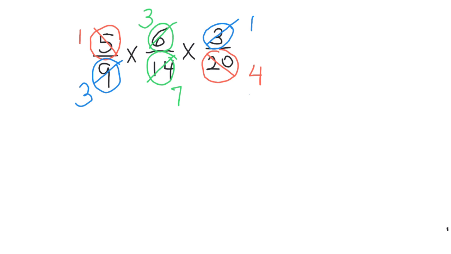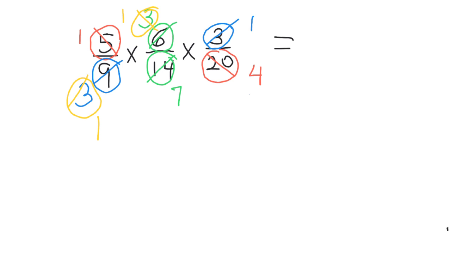Okay, now I have at the top 1, 3, and 1, and at the bottom 3, 7, and 4. I notice that there is a 3 at the top of a fraction and a 3 at the bottom of a fraction. So of course, if they're the same number, that means they have a common divisor. 3 divided by 3 is 1, and 3 divided by 3 up here is 1. Okay, and now we have simplified all that we can simplify.